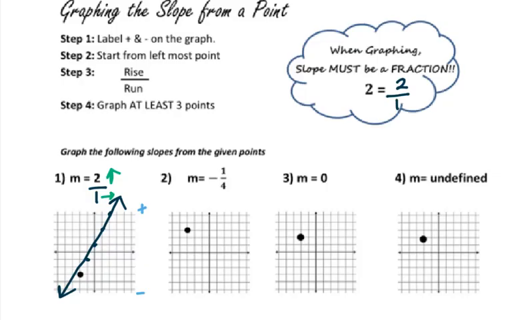And number 2, this is a negative number. Negative slopes drop down. So we're going to go down 1, and then we always go to the right. So from my dot, I'm going to go down 1 and 1, 2, 3, 4.